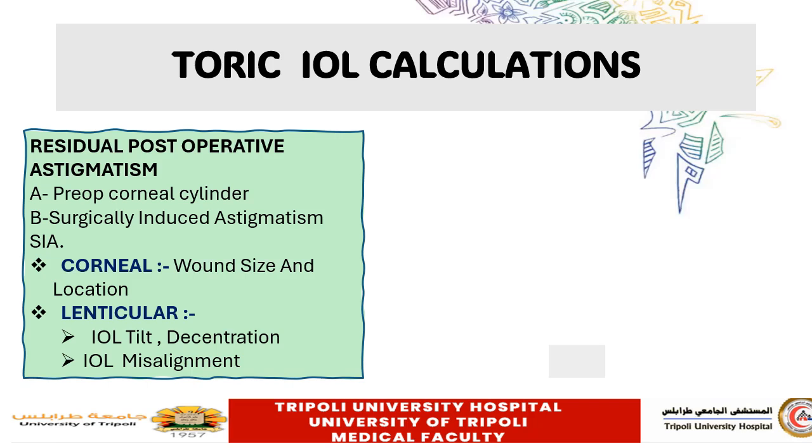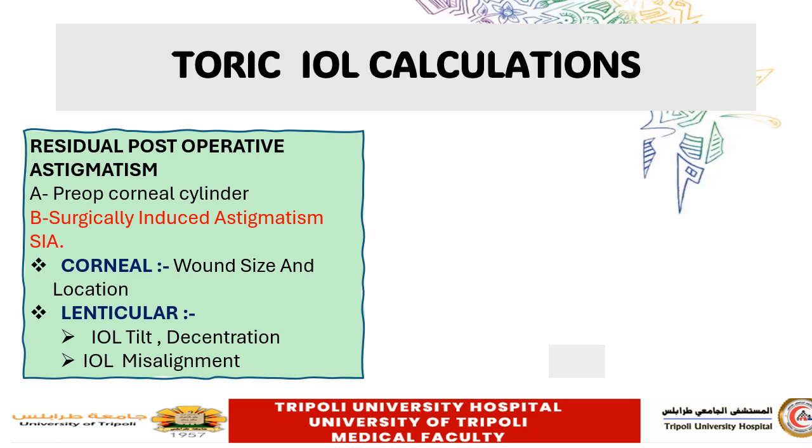Before I go to the details of the Toric IOL calculations, there are certain terms I would like to emphasize. Two terms are very important: the residual postoperative astigmatism and the surgically induced astigmatism. Now, the residual postoperative astigmatism is a combination of both the preoperative corneal astigmatism that's present before the surgery, and what's known as the surgically induced astigmatism that is induced by the surgery itself. And the surgically induced astigmatism can be subdivided into a corneal component and a lenticular component.